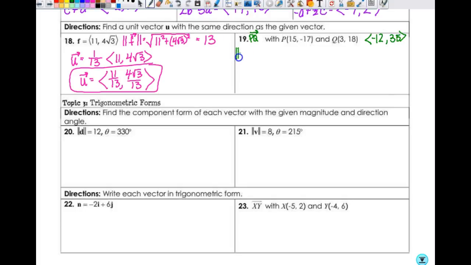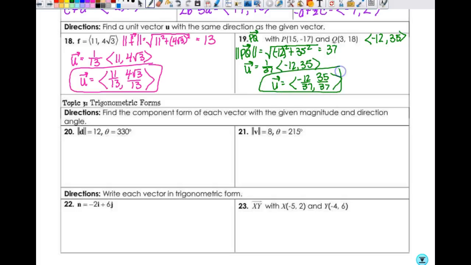Which means that the magnitude of this vector that you didn't even know the name of is equal to the square root of negative 12 squared plus 35 squared. And that's going to give me 37. So the unit vector is equal to 1 over 37 times negative 12, 35, which means your unit vector is negative 12 over 37, 35 over 37. And there's nothing you can do to simplify that.